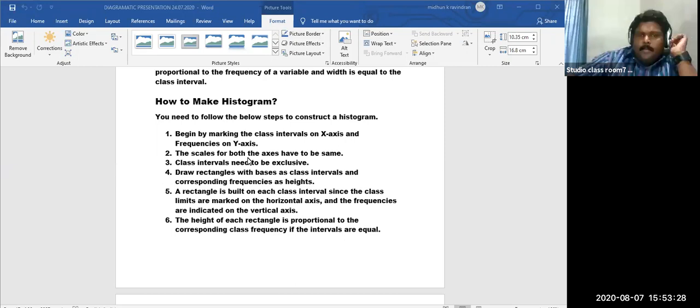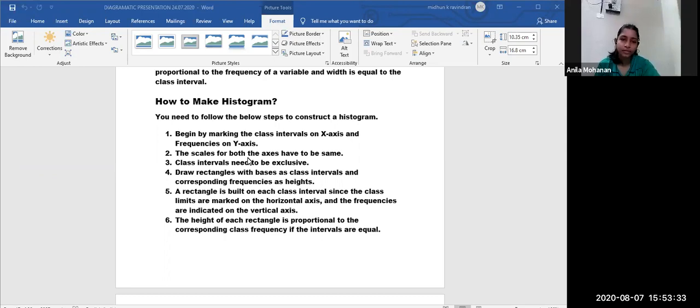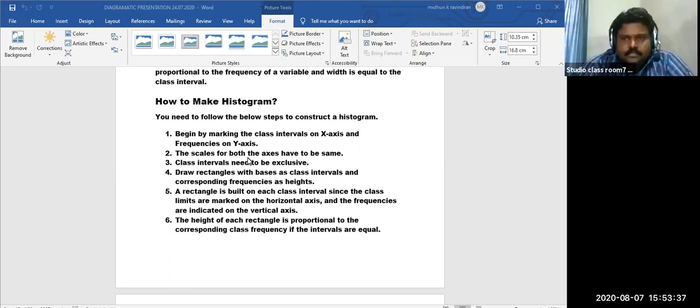Is that clear? Yes, sir. Okay. Next one, the scale for both the axes has to be the same. If you are taking 1 centimeter for one axis, you should take 1 centimeter for the other. If it is 2 centimeters, you should take 2 centimeters.